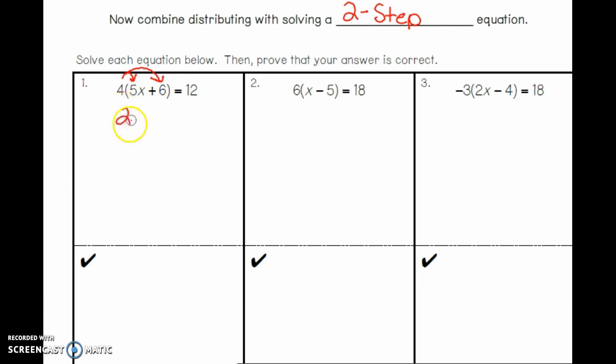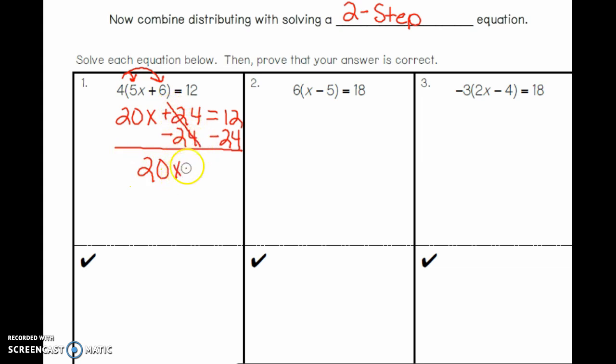4 times 5x is 20x. 4 times 6 is 24. They're both positive, so I write plus. This equals 12. Now I simply have a 2-step equation. So all I need to do is say, oh, I see addition here. I'm going to subtract 24 here and subtract 24 here. The reason I subtract is because it's the inverse operation of addition. 24 minus 24 leaves me with nothing, but I have 20x left here. On the other side, I have 12 minus 24, which is negative 12.